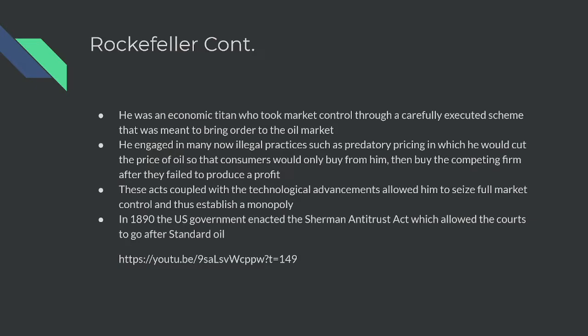So he was an economic titan who took market control through a carefully executed scheme that was meant to bring order to the oil market, in his own words. He engaged in many now illegal practices, such as predatory pricing, in which he would cut the price of oil so that consumers would only buy from him. Then he would buy out the competing firms after they failed to produce a profit. These acts, coupled with the technological advancements, allowed him to seize full market control and thus establish a monopoly.